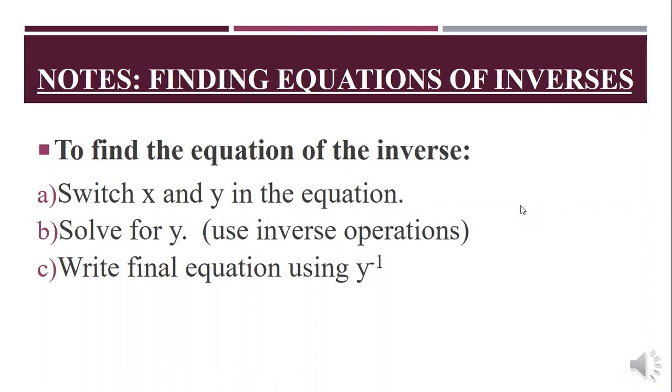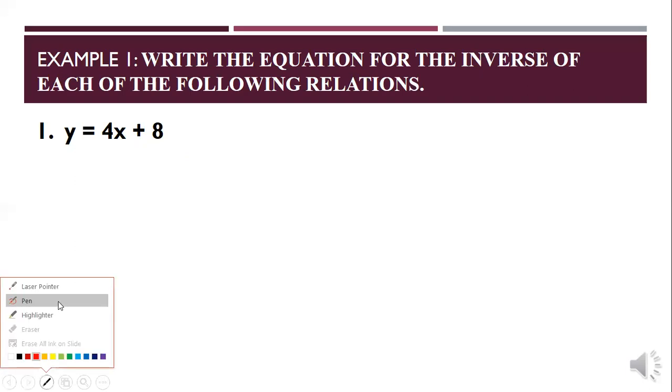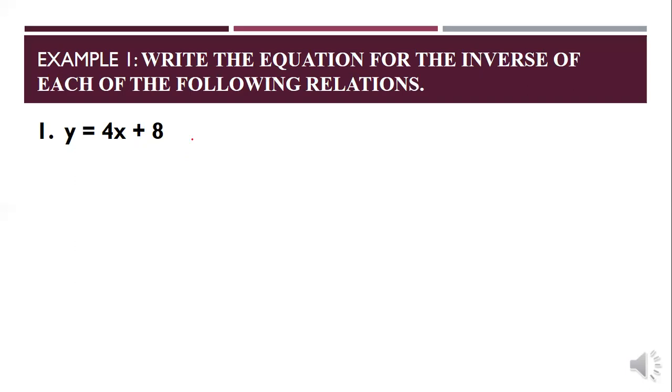No, not at all. So here we have y equals 4x plus 8. So following those 3 steps to find our solution, we're going to switch x and y. So we're literally switching the x and y location. And that's going to leave us with x equals 4y plus 8. Any problems with step 1?